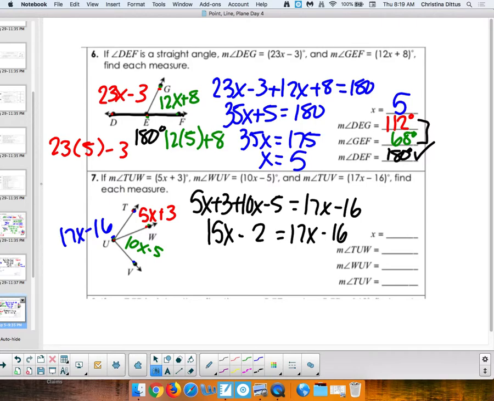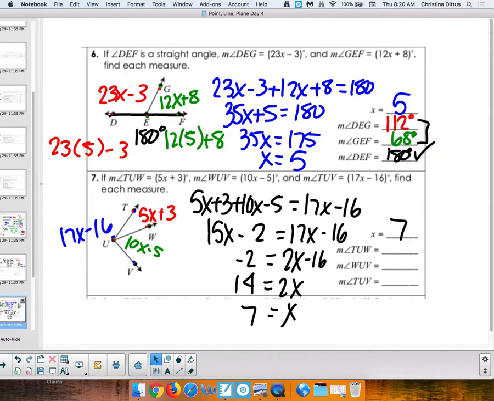x is first. Subtract 15x. Minus my 15x, and I get 2x. Now what? Add 16 to get 14. x is 7. TUW is what color? Red. 5 times 7 plus 3 gives me 38.